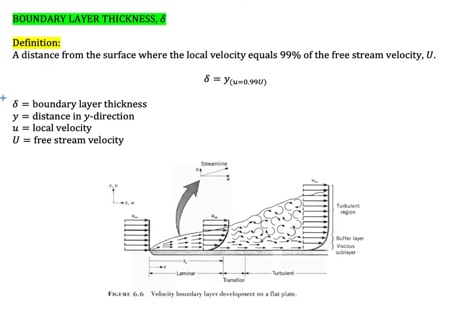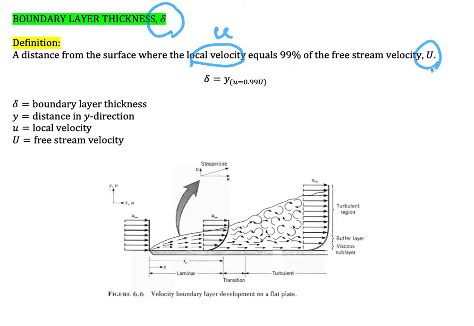Okay, these are a few ideas that you need to know before we go to the next calculation of the boundary layer. First, we need to know about the three basic items for the boundary layer. One is called the boundary layer thickness. The symbol is delta. The definition is the distance from the surface where the local velocity, meaning the small u, equals 99% of the free stream velocity, capital U.